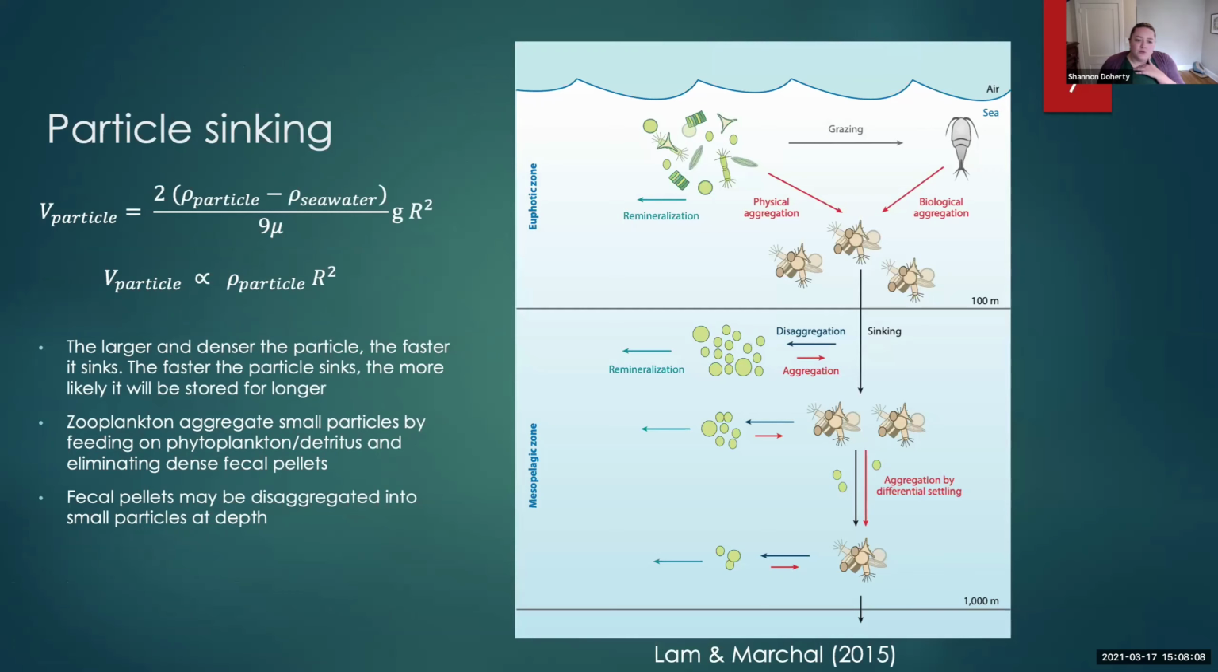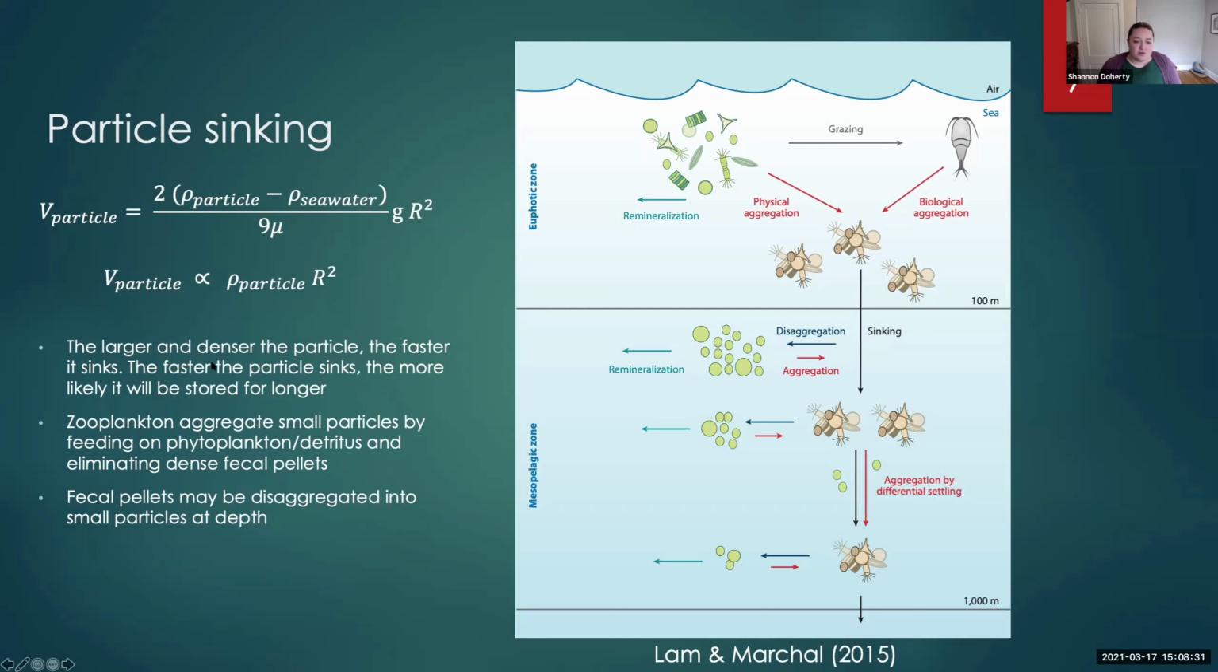And to explain how zooplankton factor into this sinking particle export, we'll talk about Stokes' Settling Law. So this tells us the velocity of a particle is proportional to the density of the particle times the radius of the particle squared.